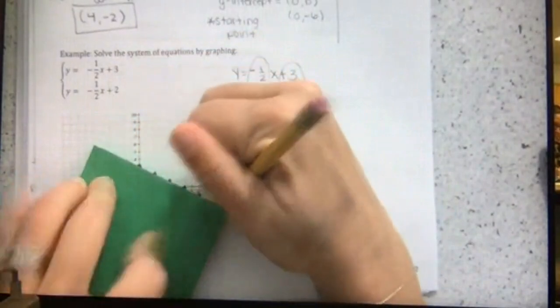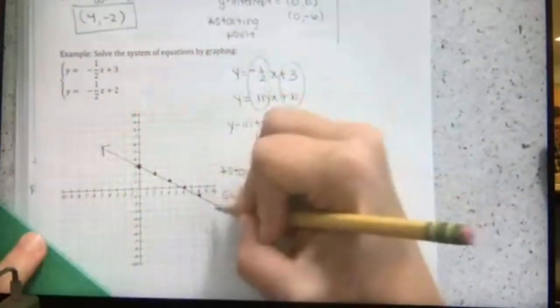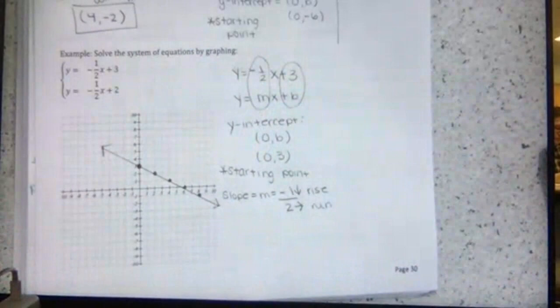Connecting the dots. Done with the first line. So same thing for the second line.